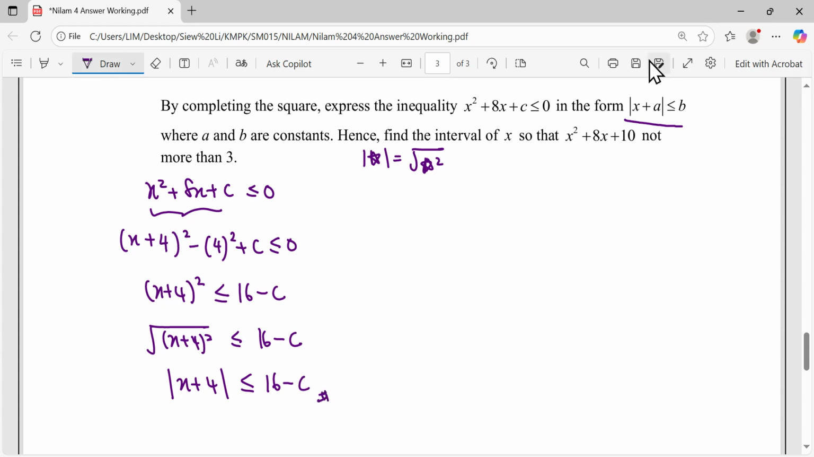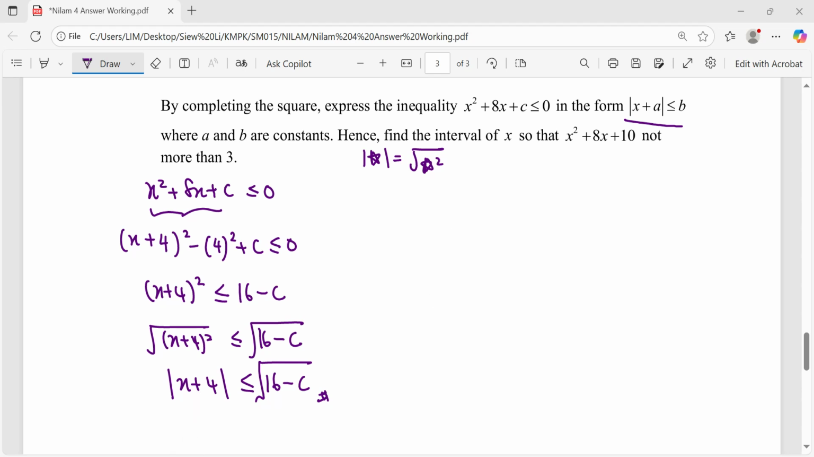So lastly, we managed to express this quadratic inequality in the form of modulus x plus a less than or equal to b. You can notice that a will be our 4, meanwhile b will be the square root of 16 minus c. Alright, then we continue.